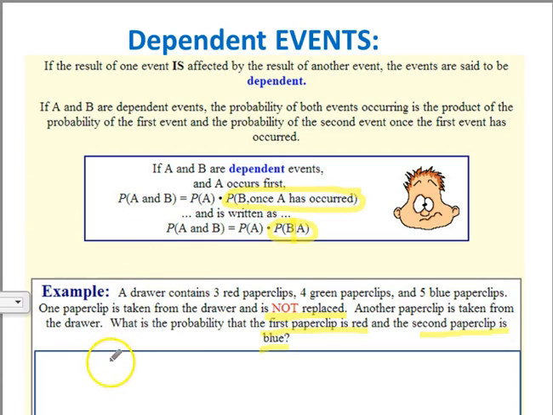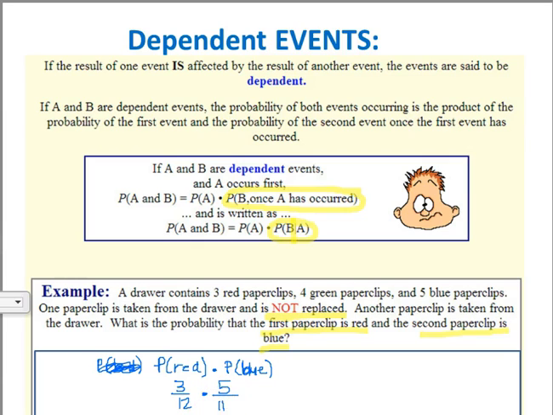So the way we figure that out is we're going to find the probability of choosing the blue, or I'm sorry, red. Red was our first one. And then multiply it times the probability of choosing a blue one, once the paper clip, remember, is not replaced. So the probability of finding a red one, we already know, is 3 out of 12 times the probability of choosing a blue one. Well, how many blue paper clips are there? There are 5, but now what's different is our denominator. Remember, we're holding on to that first paper clip that we chose. We're not putting it back.